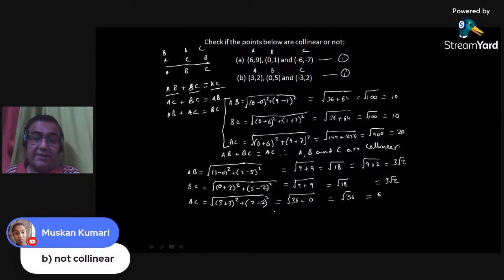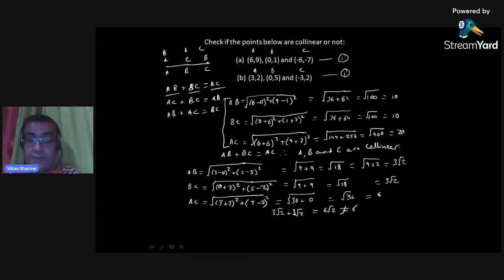So let me add the two. 3 root 2 plus 3 root 2 is basically 6 root 2, which is not equal to 6. So obviously these points will not be collinear. And Muskan, you are absolutely right. So you get 2 points for this question, which takes Muskan to 7 and Shubham to 1.